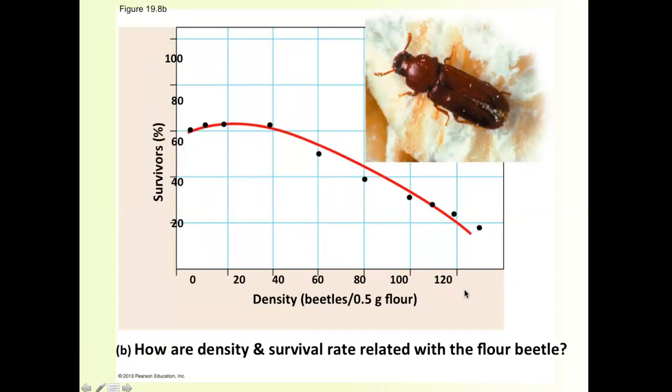Let's look at this one. So this is a percentage of survivors of this little beetle. This is the density of the beetle. So how is density and survival rate related with the flower beetle? The more dense the beetle population is, what happens to their survival rate? The survival rate goes down, right? So we can tell there's probably some kind of competition, because the more crowded it gets, the beetles are going to start competing for resources, and it just can't sustain that many beetles, so their survivorship goes down.